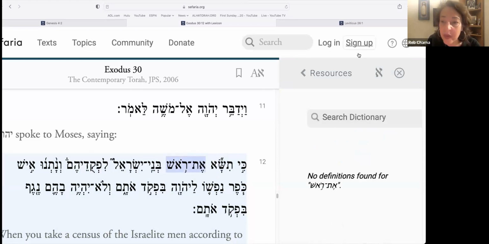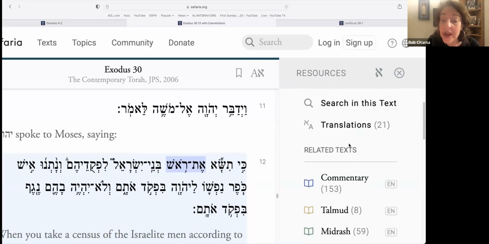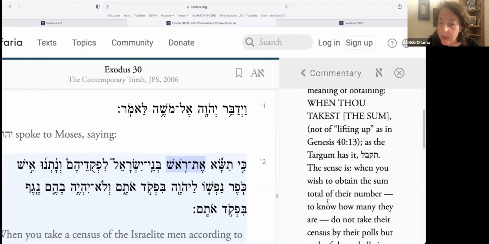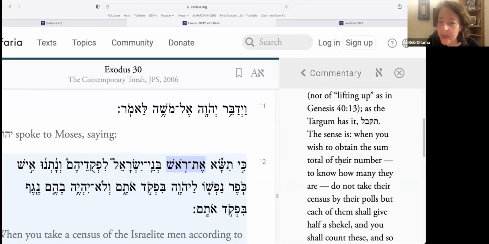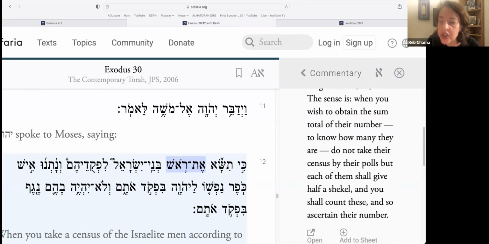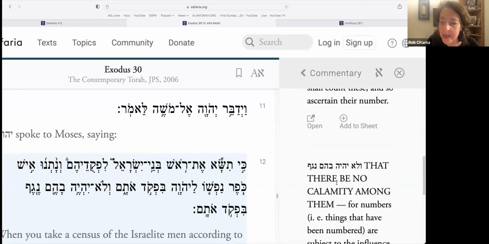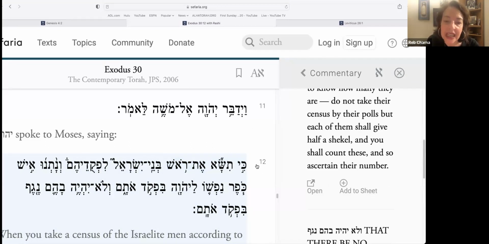Hey, by the way, before I take your question, Steve, let's see if Rashi has anything to say about that. It's not of lifting up. The sense is when you wish to obtain the sum total of their number to know how many they are, do not take their census by their polls, but give each of them a half shekel, and you should count them to ascertain their number. All right. There's a whole commentary on this, and this isn't a commentary class. I wish it was, because I love commentary.